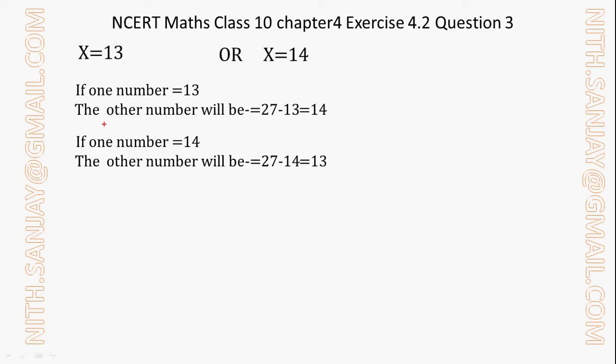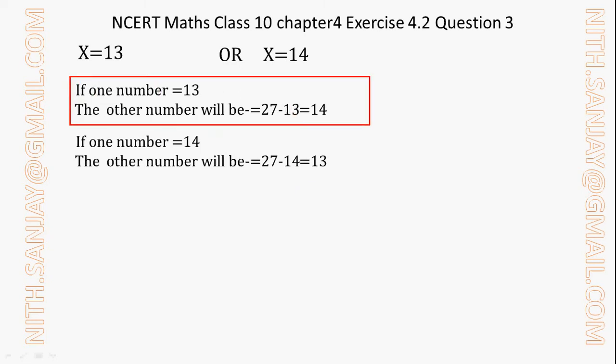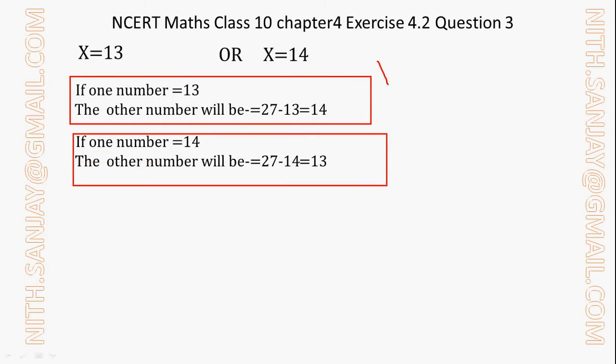In both cases, one number will be 13 and the other will be 14, or one number will be 14 and the other number will be 13. Both are valid answers. So one number is 13, another is 14. Here one number is 14, another is 13. You can write either of these answers. Both are the correct answers.